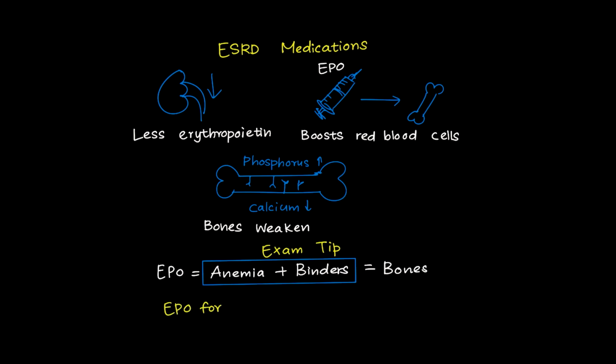Here's a WGU D446 OA exam tip for you. Erythropoietin treats anemia, phosphate binders protect bones. Both target failed kidney complications. Recall hook: EPO for blood, binders for bones.